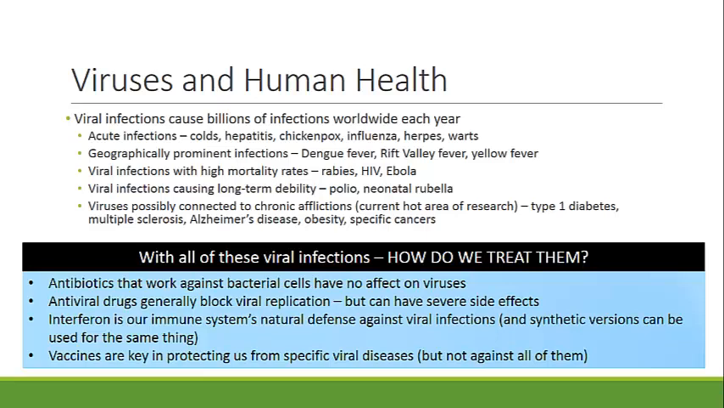We have natural protection against viral infections within our immune system, known as interferon. We also have synthetic versions available for the same thing. We have synthetic interferons available for some protection of viral infections. And of course, vaccines. Vaccines are key in protecting us from specific viral diseases. Of course, not all of them, but from a lot of them. So that's how we kind of manage viruses in human health.